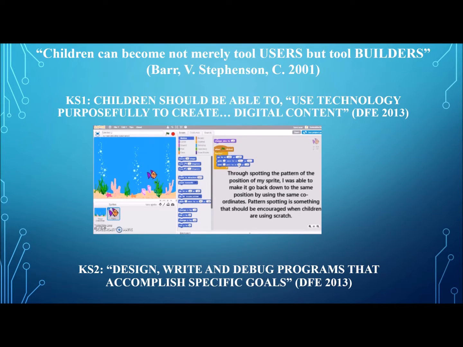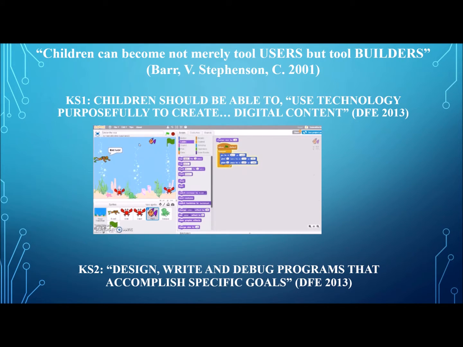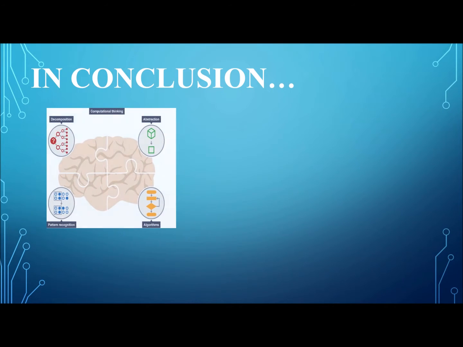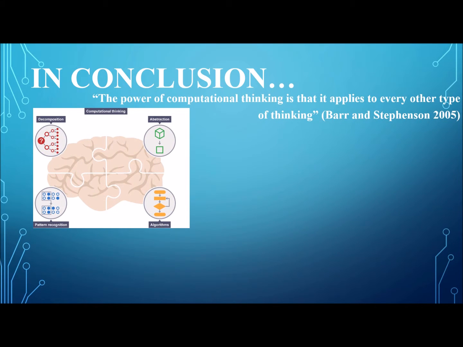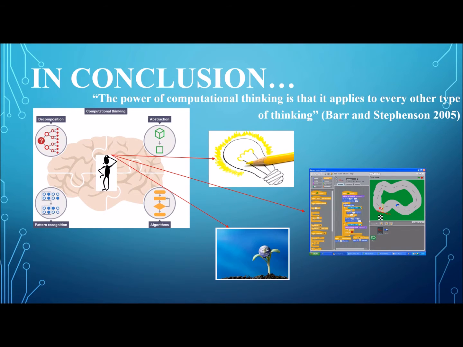It is important to encourage children to persevere when using programs such as Scratch, as it can be difficult, but there are many different layers of it to experiment with, so they can make something really new and exciting. In conclusion, I believe computational thinking is vital in children's development and understanding of how computers and programs work. The power of computational thinking is that it applies to every other type of thinking. It allows us to solve problems, design systems, and understand the power and limits of the human and machine intelligence.